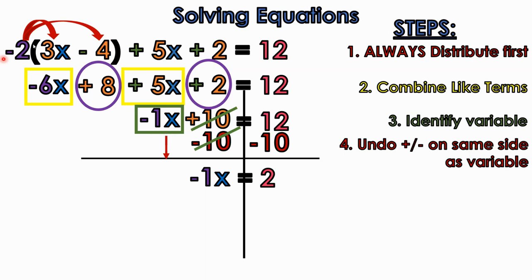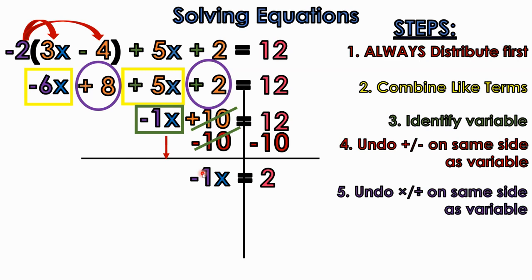So can we leave our answer like this? I have a 1x, but it's a negative x. Your x, when you solve your final answer, has to be positive. So I don't want a negative as my coefficient. So to undo that negative 1, right now it's negative 1 times x.